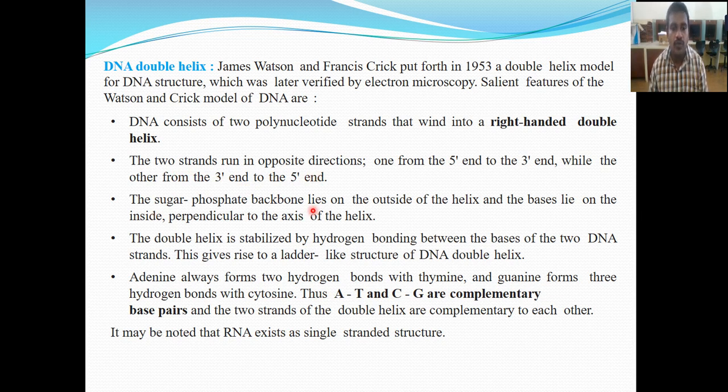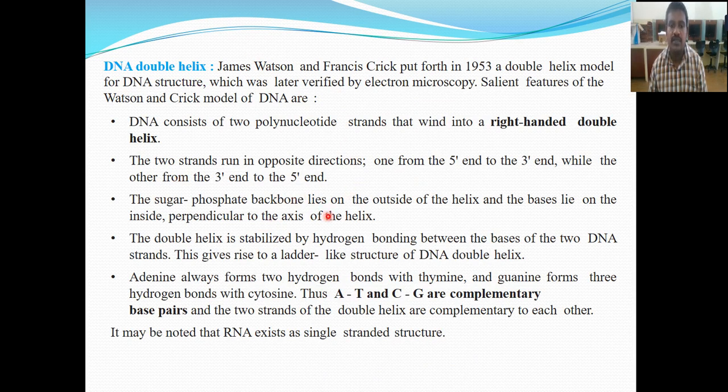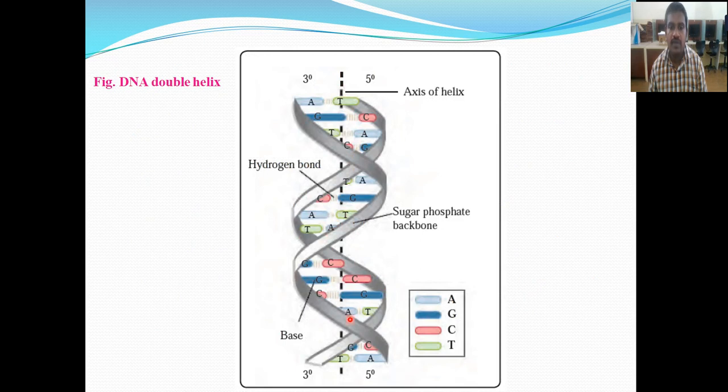Okay, so the sugar phosphate backbone lies on the outside of the helix, and the bases lie on the inside, perpendicular to the axis of the helix. Here, this is the axis of the helix, and these are the sugar phosphates. The sugar phosphate is the backbone of this DNA, and these nitrogen bases are on the inside of this DNA. These are perpendicular to the axis of the helix.